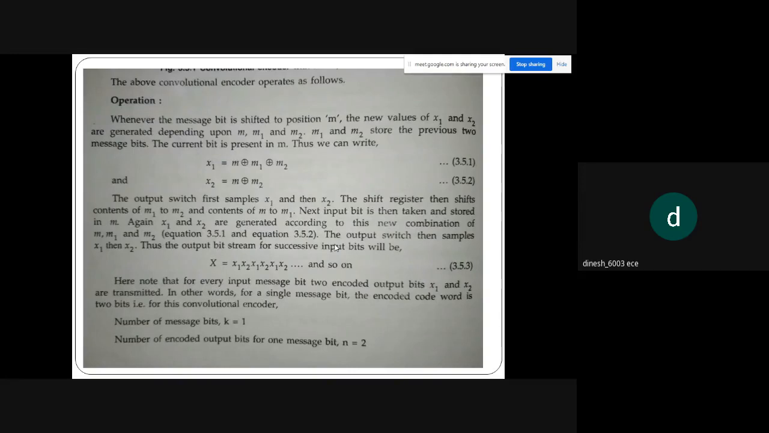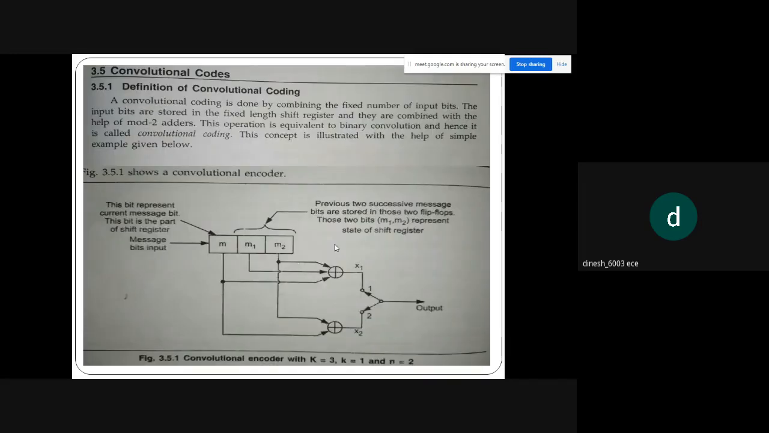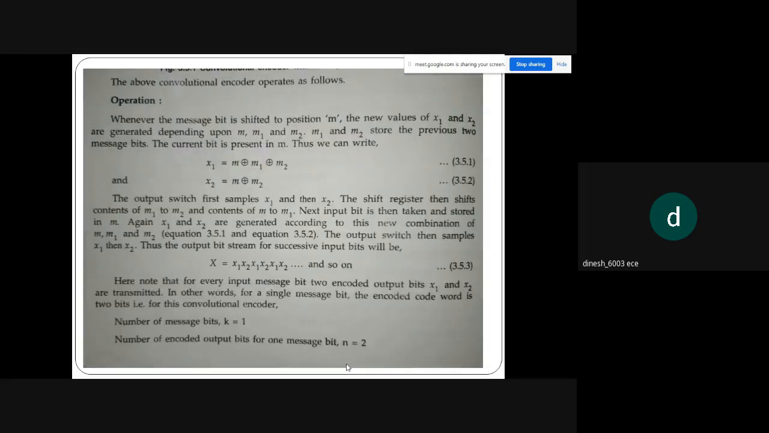Okay. So small k is the number of message bits. You can see here the number of message bits is only 1, since only M is the message bit. So small k is 1. Fine. Small k is 1.